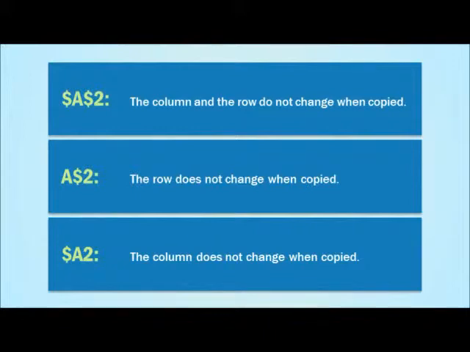Absolute references will have a $ sign placed before the column, row, or both to keep them from changing. If you put $ signs before the column and the row, then neither of them will change no matter where you copy the formula to. If you just put the $ sign before the row, then the row will not change, but the column will change if you copy the formula to a different column. And if you just put the $ sign before the column, then the column won't change, but the row can change. Now most of the time you're just going to be using the first one where there's a $ sign before the column and the row.